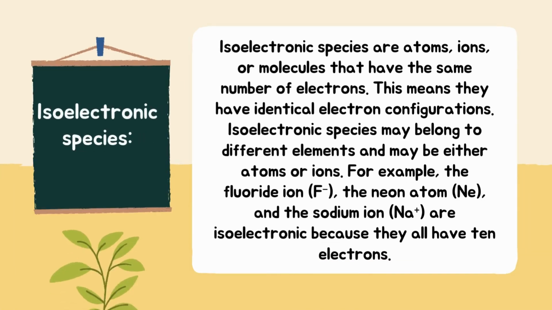Isoelectronic species. Isoelectronic species are atoms, ions, or molecules that have the same number of electrons. This means they have identical electron configurations. Isoelectronic species may belong to different elements and may be either atoms or ions. For example, the fluoride ion F⁻, the neon atom Ne, and the sodium ion Na⁺ are isoelectronic because they all have 10 electrons.